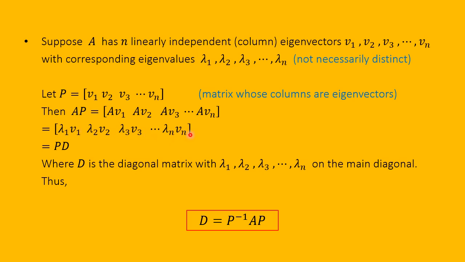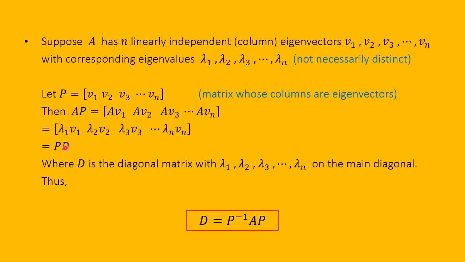And if you look at this for a minute, you can easily compute that this matrix is just P times D, where D is the diagonal matrix with lambda sub 1, lambda sub 2, all the way through lambda sub n on the main diagonal, going from the top left to the bottom right of the matrix, with all of the entries off the diagonal being zeros. So we have that AP equals PD.